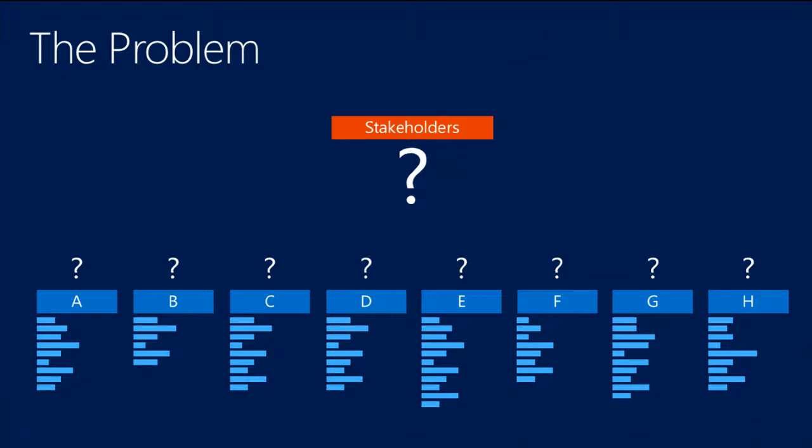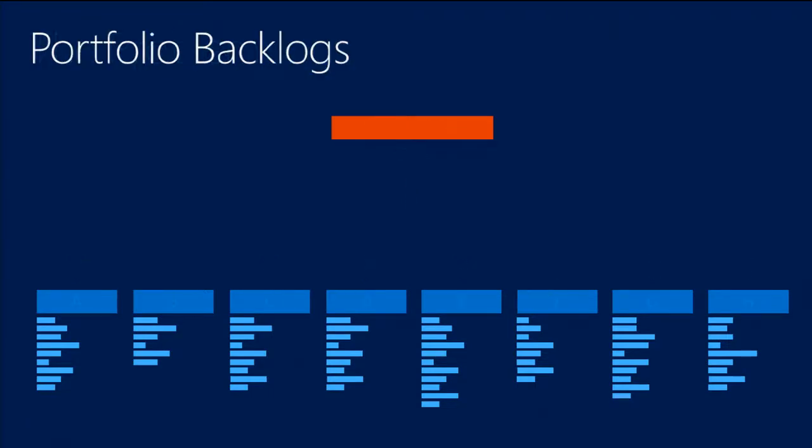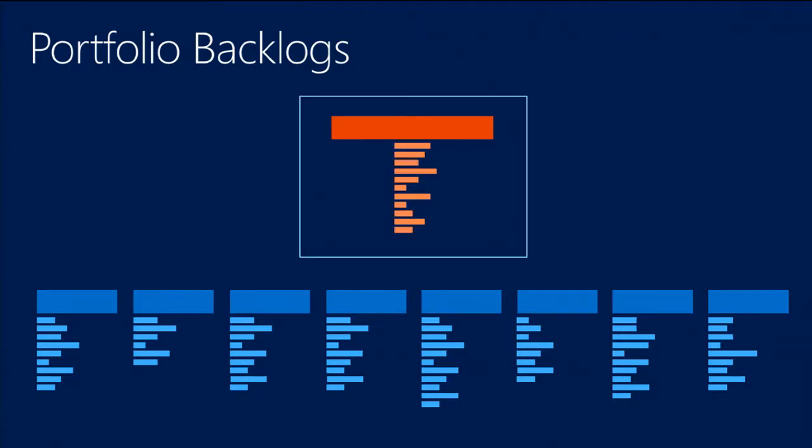Okay, so how are we going to solve this problem? The approach that we're taking has many different facets, but the first thing that we've done is add into the product the concept of what we call portfolio backlogs. I'm going to demo all this for you in about 10 minutes, so stick with me as I tell the story. What is a portfolio backlog? It's just a backlog above your traditional product backlog, above your team's backlog, and it's a place where you categorize larger items.